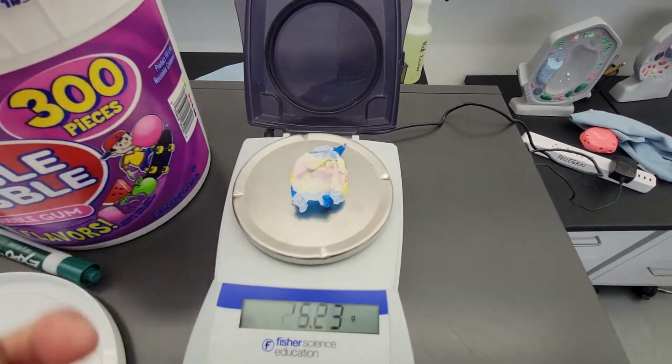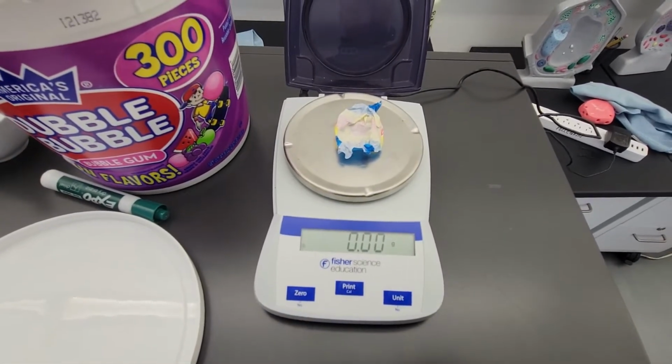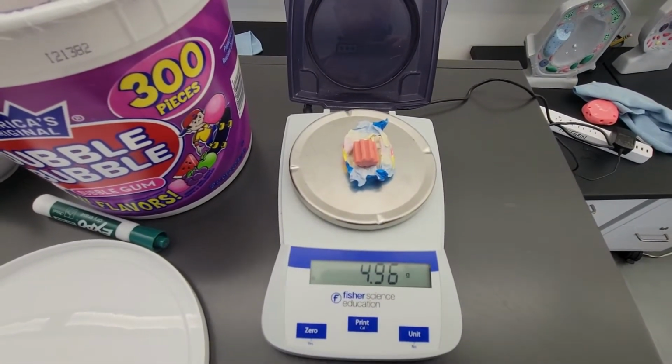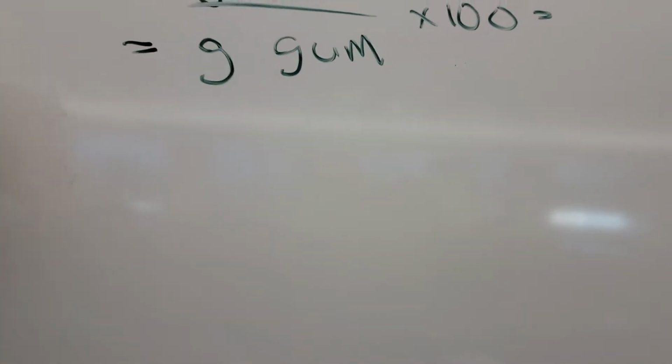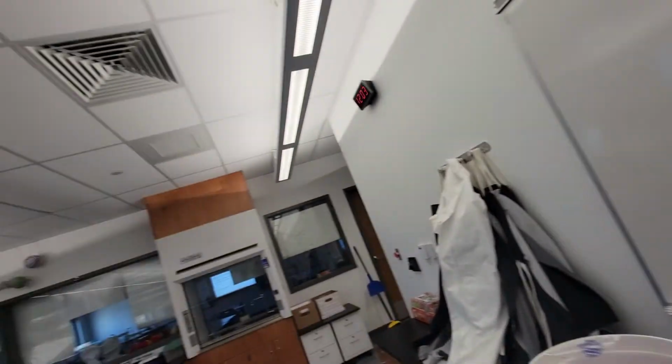Oh my, hold on, we need to zero this out. Zero out the wrapper. All right, so now I got the mass of the gum, 4.96. Oh, okay. Give that a few minutes. So the mass of the gum was 4.96 grams. I'll be back after I chew this.